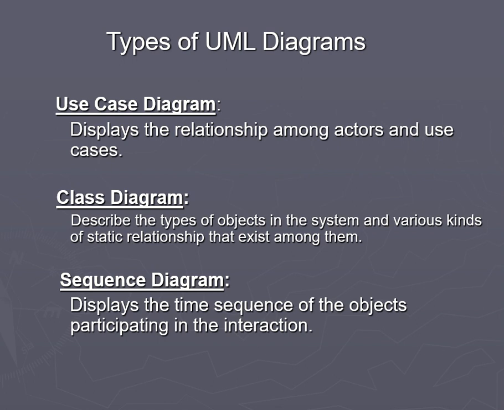Broadly, UML diagrams can be categorized into two categories: structure diagrams and behavior diagrams. In the structure diagrams, we have the class diagram, component diagram, object diagram, composite structure diagram, deployment diagram, and package diagram.